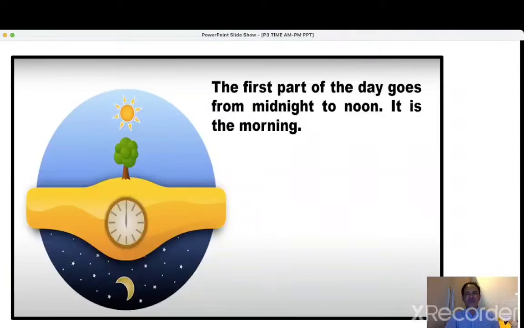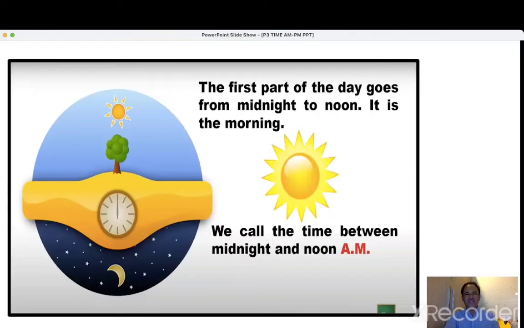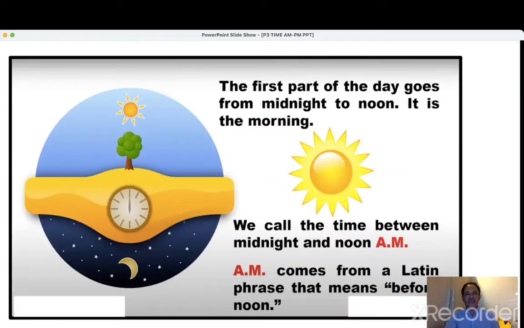The first part of the day goes from midnight to noon. So I showed you already, it is the morning. We call the time between midnight and noon AM. AM comes from the Latin phrase that means before noon.